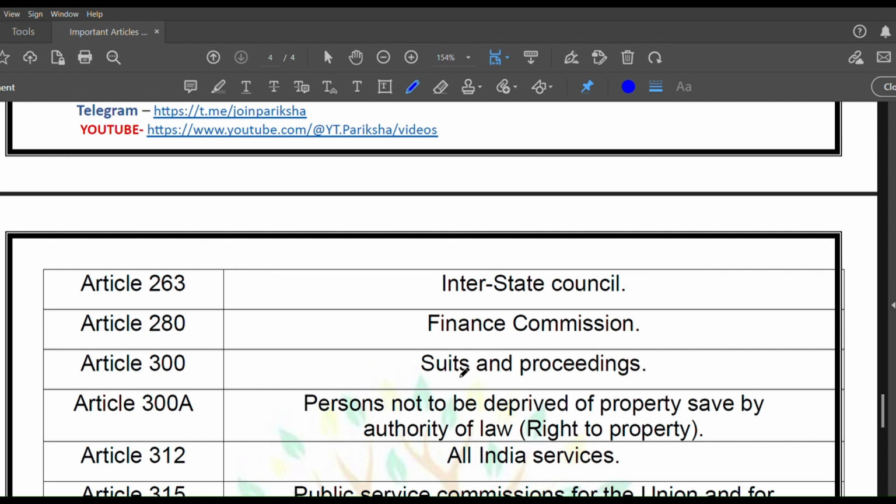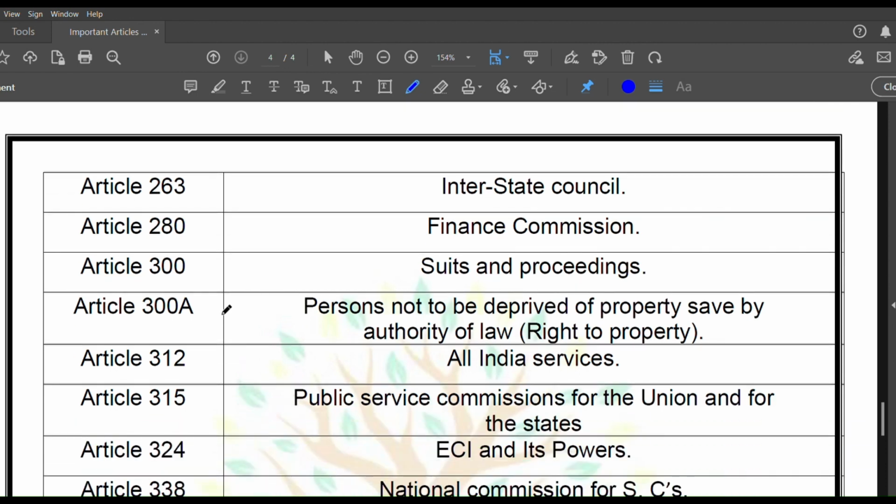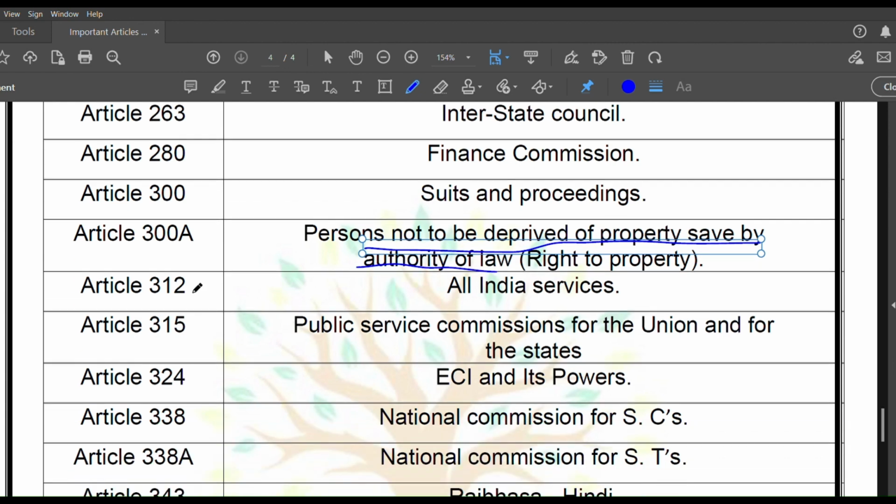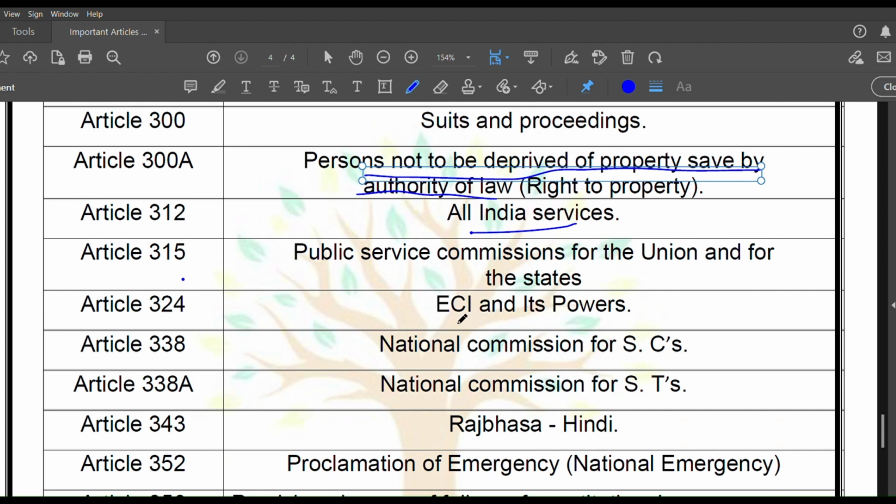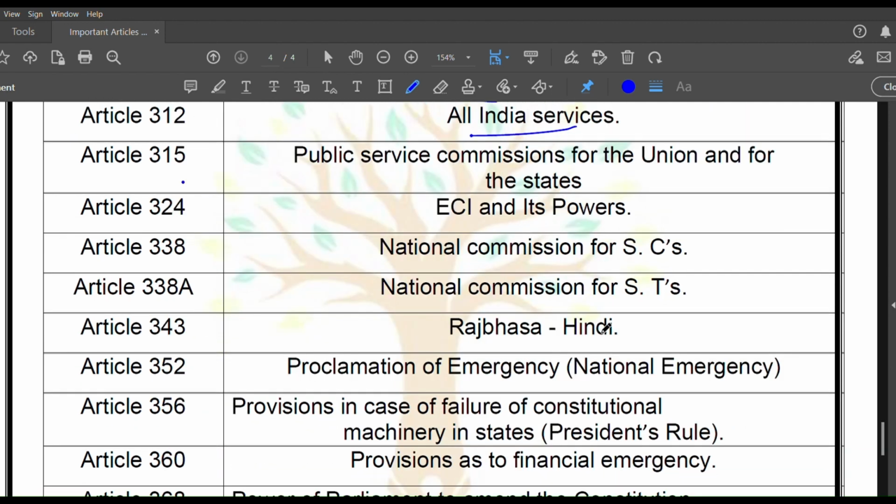Article 300 talks about suits and proceedings. Article 300A was earlier a fundamental right, but through the 44th Amendment Act it was made a legal right, and it says a person should not be deprived of property save by authority of law. So it is some kind of right to property. Article 312 talks about All India Services, and Article 315 talks about the prestigious UPSC. Article 324 talks about the Election Commission of India and its power. Article 338 is the National Commission for Scheduled Castes, and Article 338A is the National Commission for Scheduled Tribes.